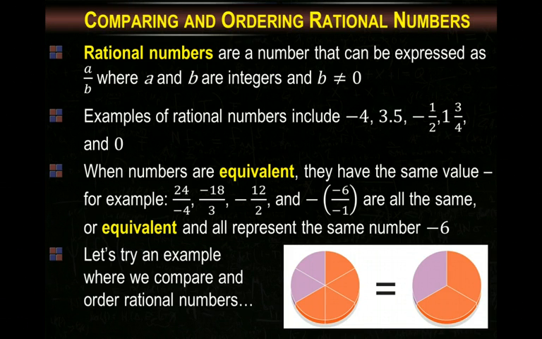Now, let's get a little trickier. 24 over -4 and -18 over 3. Let's just take those first two. How are those equivalent? How could they be equivalent? They don't seem to be equivalent. Does anyone have an answer to that? Back corner.